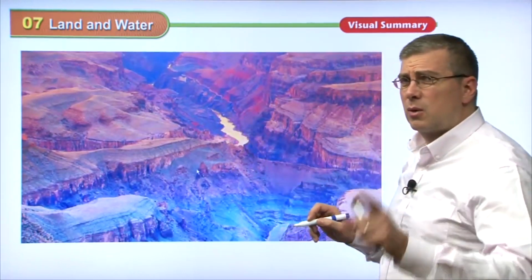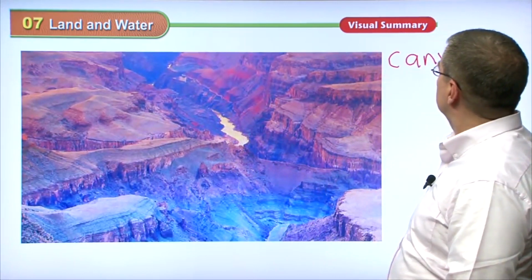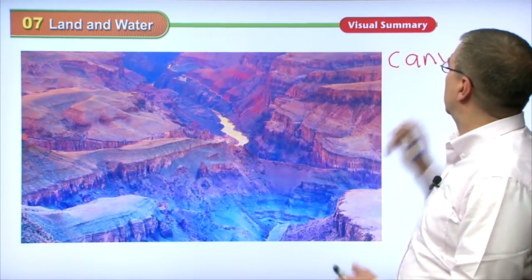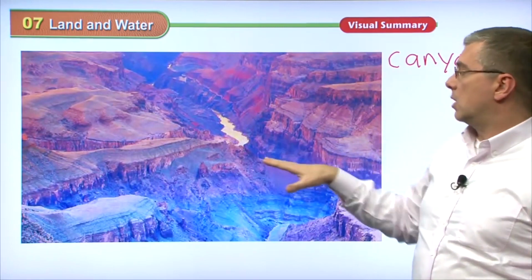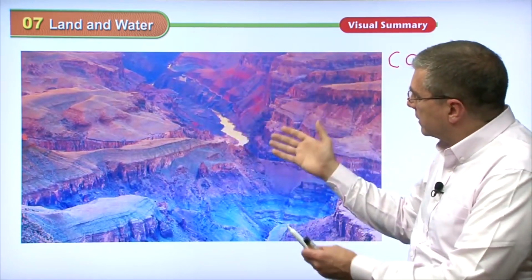By the way, I was using another word. Did you catch it? Canyon, which is another feature of land. Now a canyon, you can also say the valley is down here. But a canyon, we can also say this is a good example of a canyon.